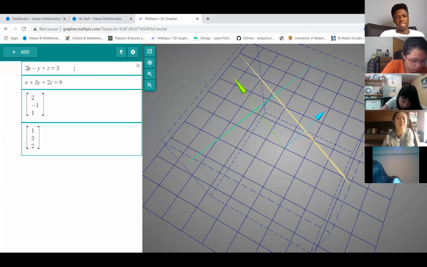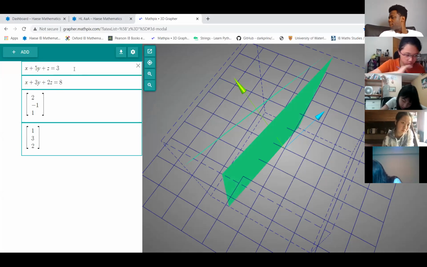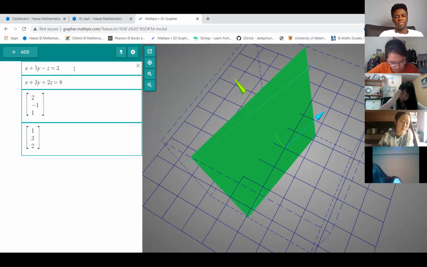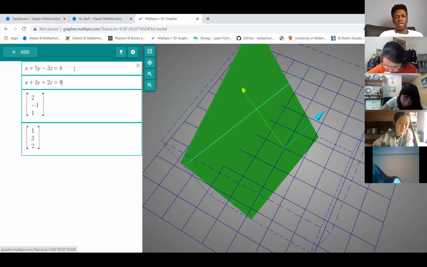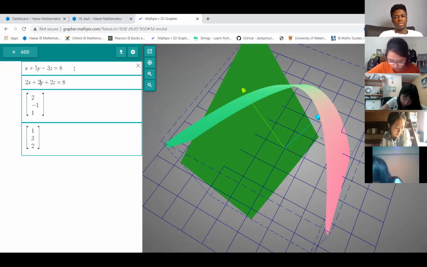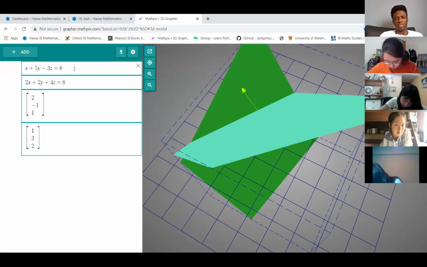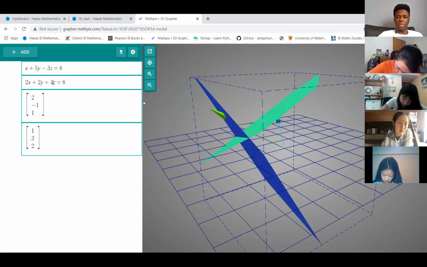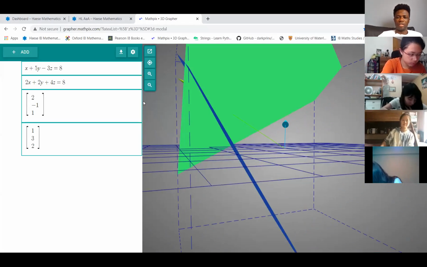The first plane is x + 5y - 3z = 8. And the second is 2x + 2y + 4z, right? Because you got 4. Is it 4 or minus 4? 4. All right. So clearly these two planes are perpendicular. It's so easy to see that they're perpendicular.